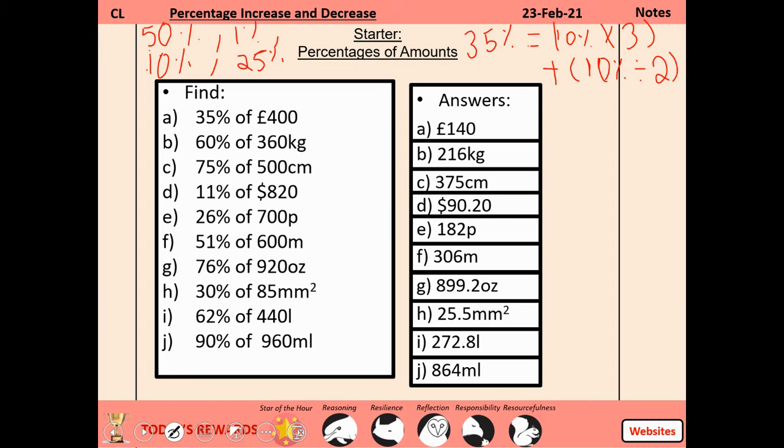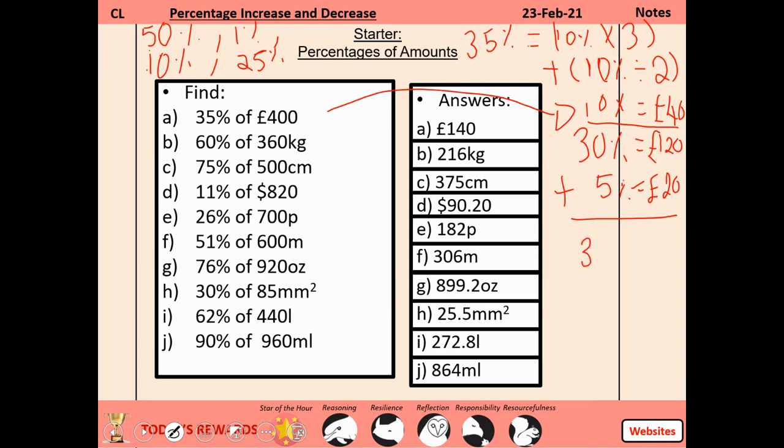So 10% of 400 is just going to be £40. You just divide it by 10. And if you times it by 3 to work out 30%, that will be £120. Now to work out the remaining 5%, if 10% is equal to £40, 5% is going to be half of that, which is £20. So if you add these two together, 35% of £400 is £120 plus £20, which is £140.